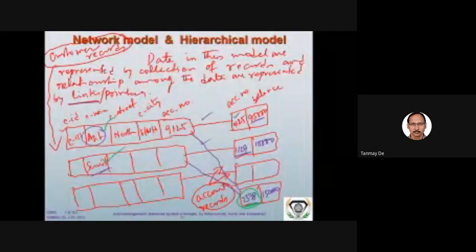That is, in this network model, records are organized as a collection of arbitrary graphs. Is it not? This is a collection of arbitrary graphs.